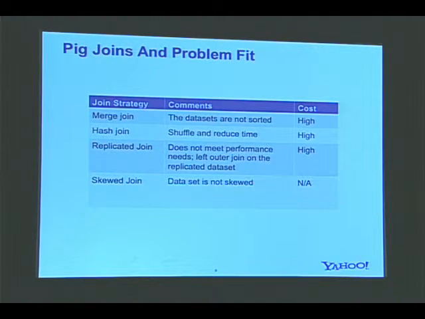We tried the hash join, but the hash join introduced an inherent shuffle, and the reduce phase was also taking a lot of time. We did try the replicated join because that kind of fits the problem statement, but the replicated join did not meet our performance requirements. And lastly, a left outer join on the replicated data set is not possible in a replicated join. Lastly, we did look at the skewed join, but our data set is not skewed because of the kind of keys that we use. So it did not actually apply to our scenario.